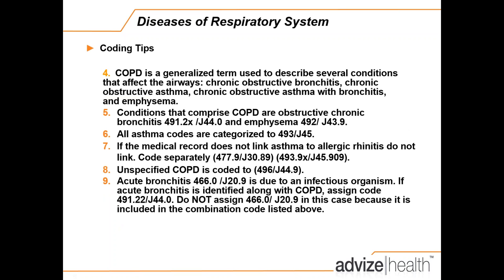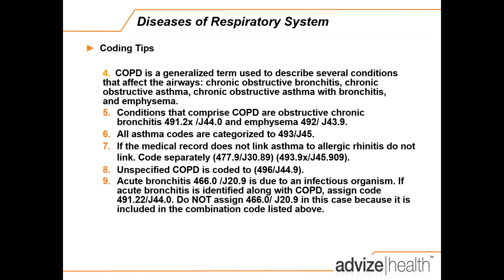All asthma codes are categorized to J45. If the medical record does not link asthma to allergic rhinitis, do not link it. Code it separately. Okay? So again, if it's not linked together, if it's not documented, you want to code them separately. Unspecified COPD is code J44.9. Acute bronchitis, J20.9, is due to an infectious organism.